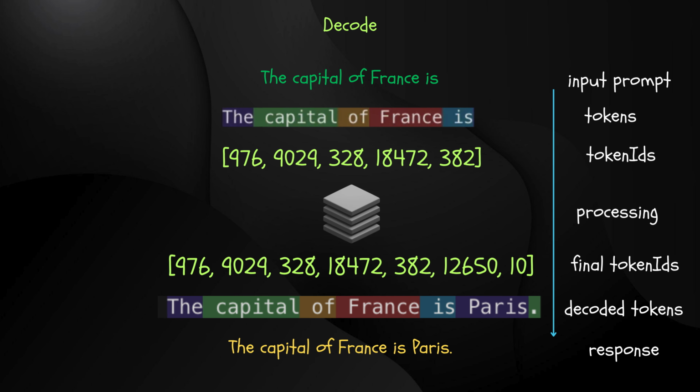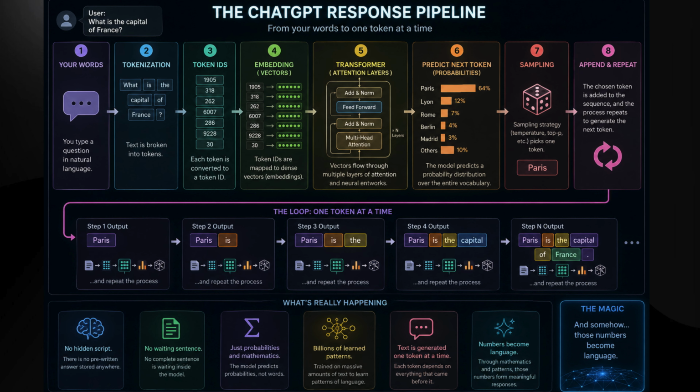Eventually, the model generates an end-of-sequence token or reaches a length limit. At that point, the token IDs are converted back into human-readable text. This step is called decoding. So the next time ChatGPT answers a question, remember what's happening underneath. Your words become tokens. Tokens become vectors. Vectors flow through layers of attention. The model predicts probabilities. Sampling chooses one token, and the process repeats one token at a time.